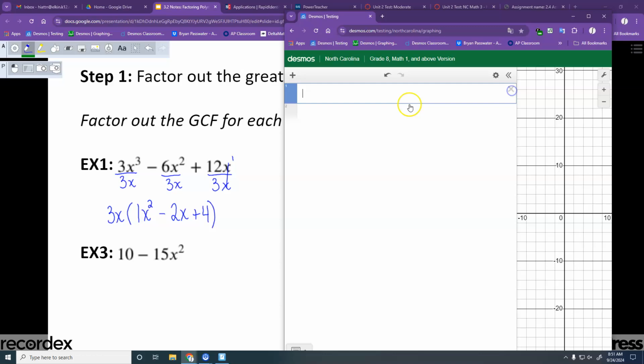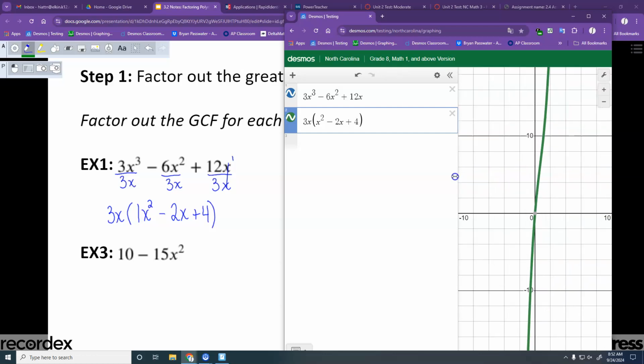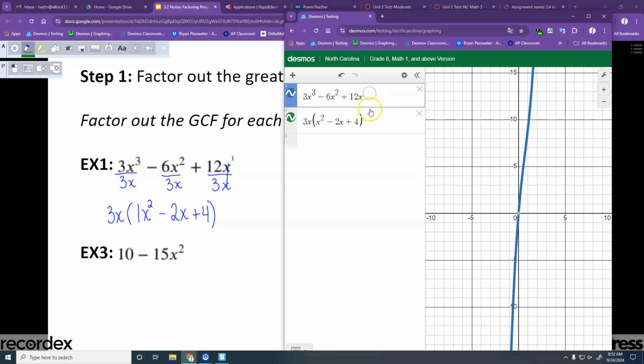All right, so now it won't tell you if you factored completely, but it will tell you if you've messed up. So if I do 3x to the third minus 6x squared plus 12x here, okay, so that is my original function. And if I do 3x times x squared minus 2x plus 4 here, I should see that they're the same graph, right? So even though I can't see it very well, I can see those there. If I click here, the line just turns blue and green. That's the same graph, right?